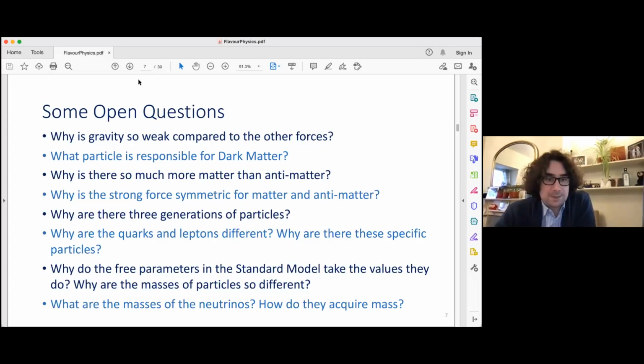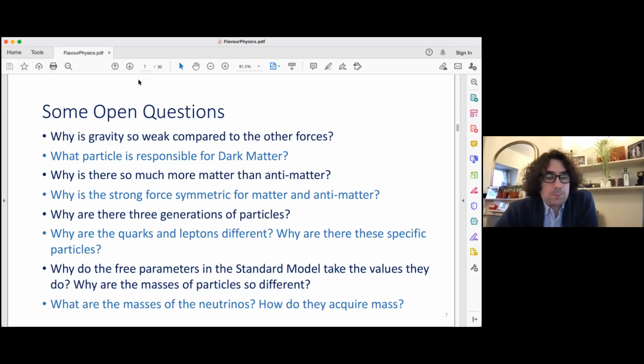much more matter than antimatter. It doesn't explain why the strong force behaves in the same way for matter and antimatter. It doesn't answer why there are 3 generations of particles. So I can think of a generation as being, for example, the up quark, the down quark, the electron and the electron neutrino, and then the second generation being the charm and the strange and the muon neutrino and so on. But it doesn't explain why there are that number of particles. It doesn't explain why there are differences between quarks and leptons. We know that quarks feel the strong force and leptons don't, but why are there these specific particles?